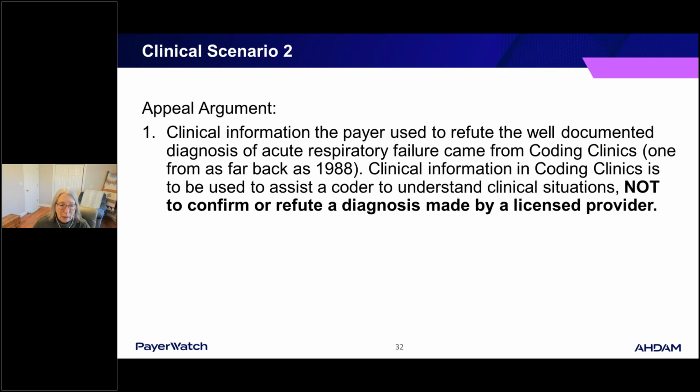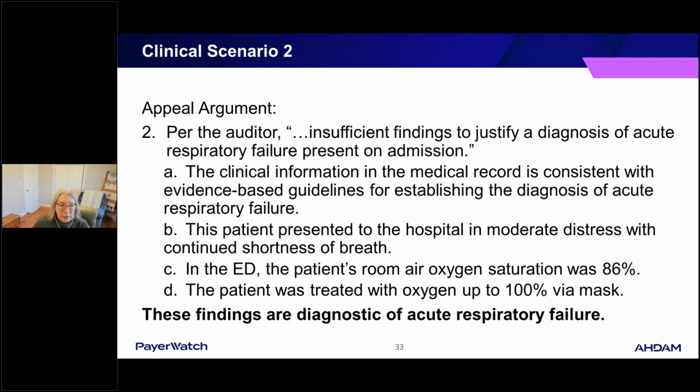So our argument back was that the clinical information the payer used to refute this very well-documented diagnosis of respiratory failure came from the coding clinic, and that is not to be used to assist a coder to understand clinical situations. It's not to confirm or refute a diagnosis made by a licensed provider. So we see that all the time. They're not supposed to be using those as their clinical validator, yet we see it all the time in denials.